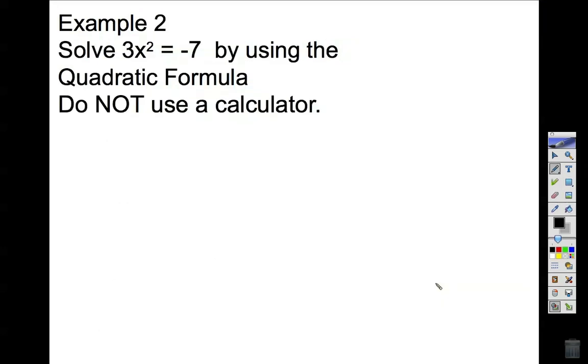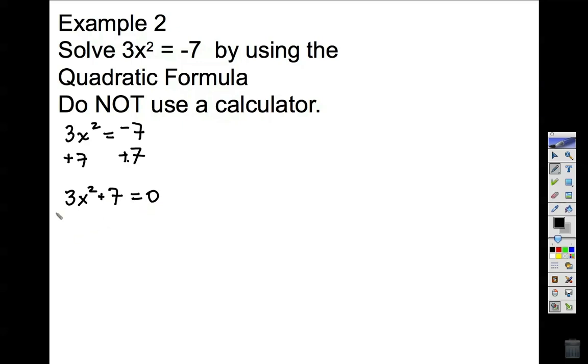Example 2. Solve 3x squared minus 7 by using the quadratic formula. Do not use a calculator. So we need to start by getting everything to one side of the equation. And by doing that, I need to add 7 to both sides. That way, one side is equal to 0.